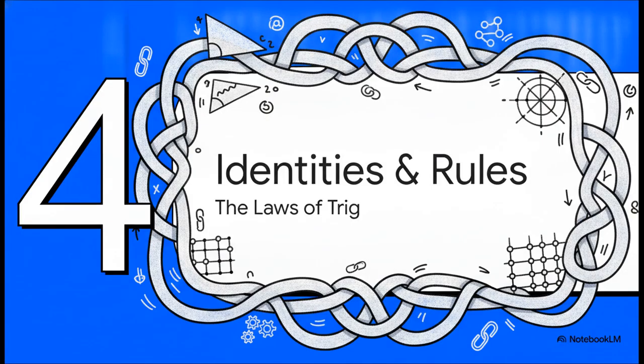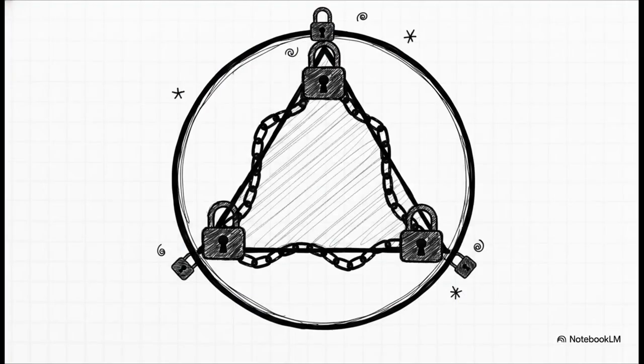Okay, on to section 4, trigonometric identities and rules. These identities are kind of like the fundamental laws of physics, but for math. Remember the Pythagorean theorem, a squared plus b squared equals c squared? Well, on our unit circle, the sides are sine and cosine, and the hypotenuse is 1. That mathematically locks sine and cosine together forever in the rule sine squared plus cosine squared equals 1.